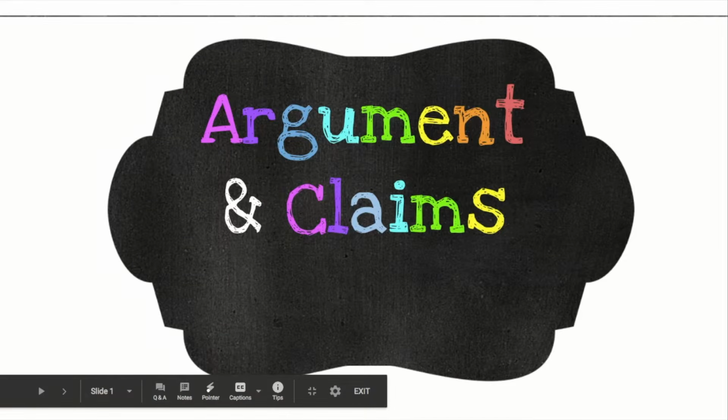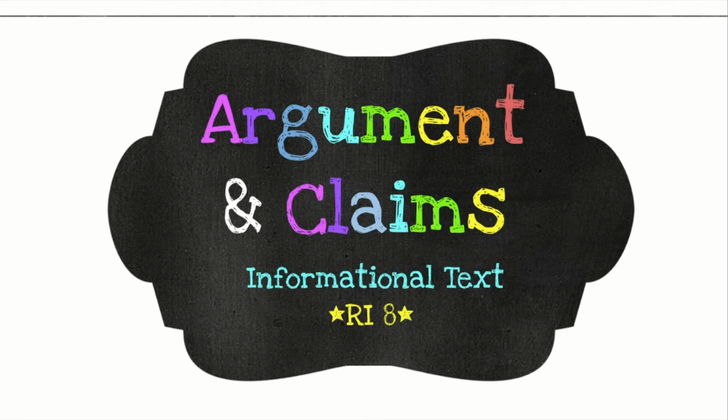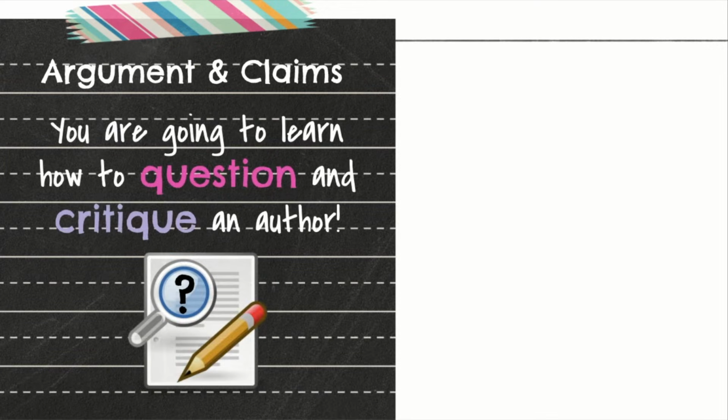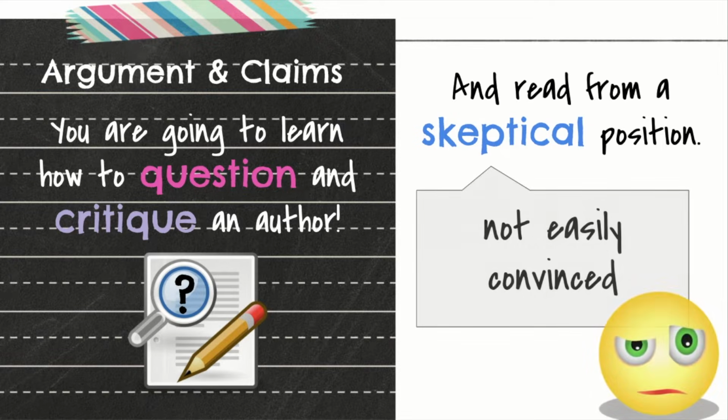All right, hello, my English language arts friends. This is Miss Kepley here, and today we're going to be looking at how to evaluate arguments and claims in informational text. So first, let's look at why we're doing this. So arguments and claims. What we're going to be looking at today is how to learn how to question and critique an author. So what that means is we're going to read from a skeptical position. In fact, skeptical means we're not easily convinced.